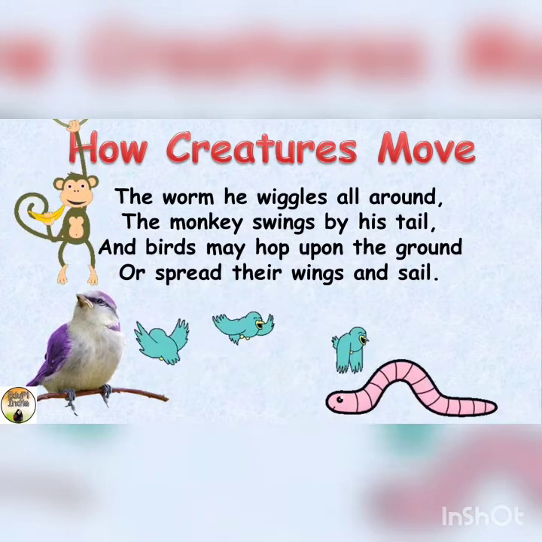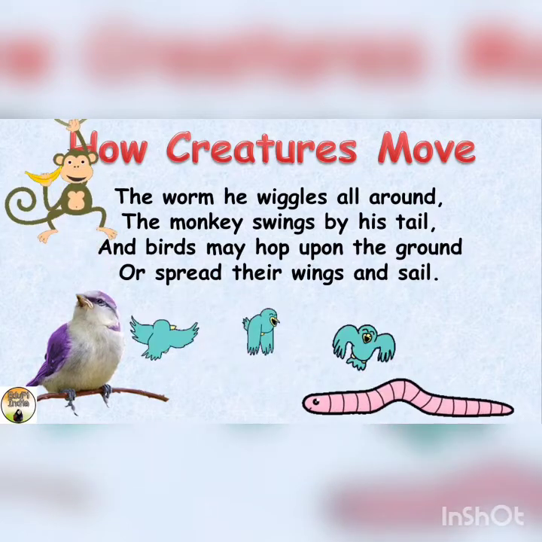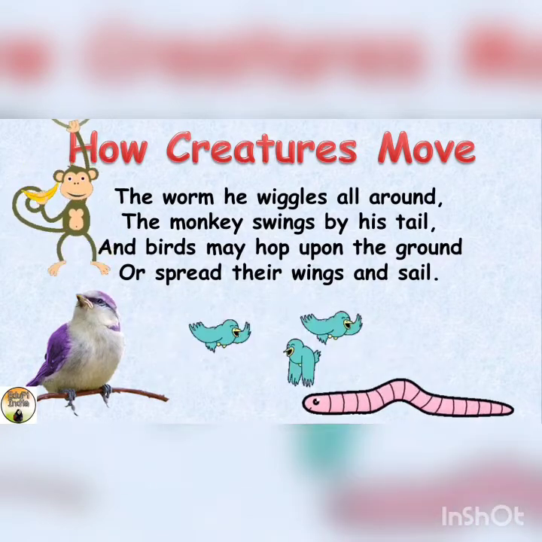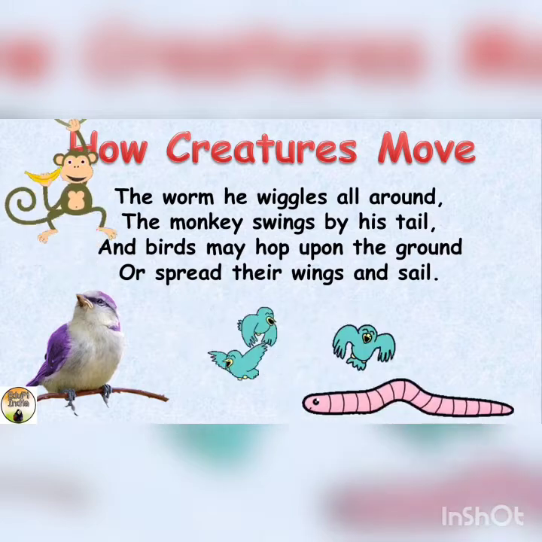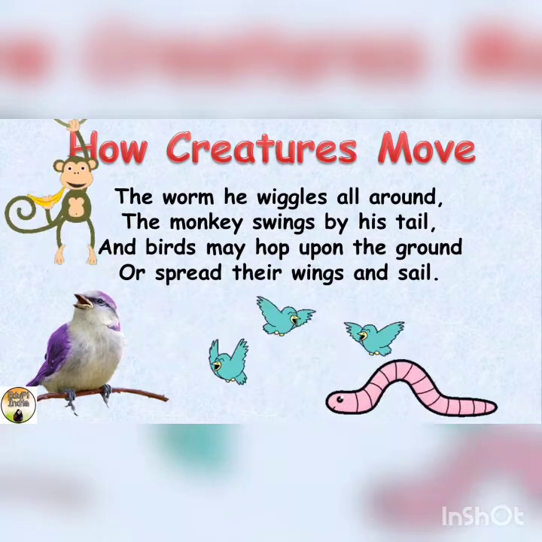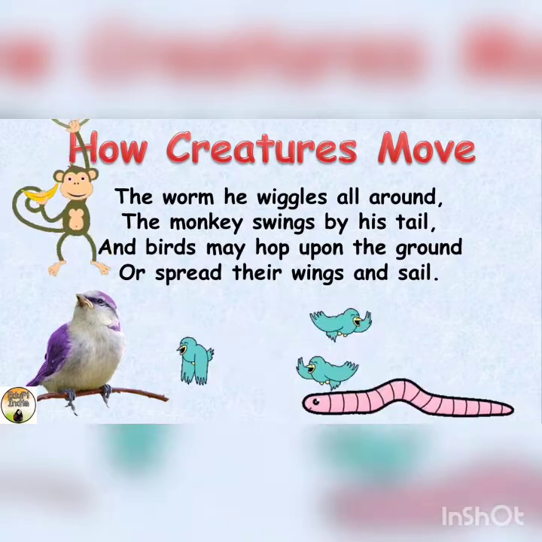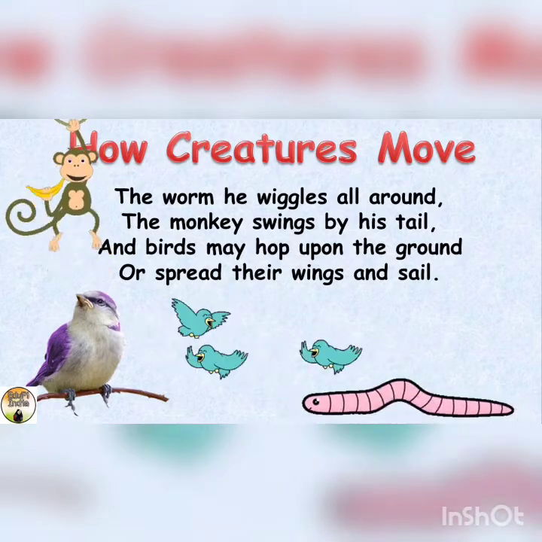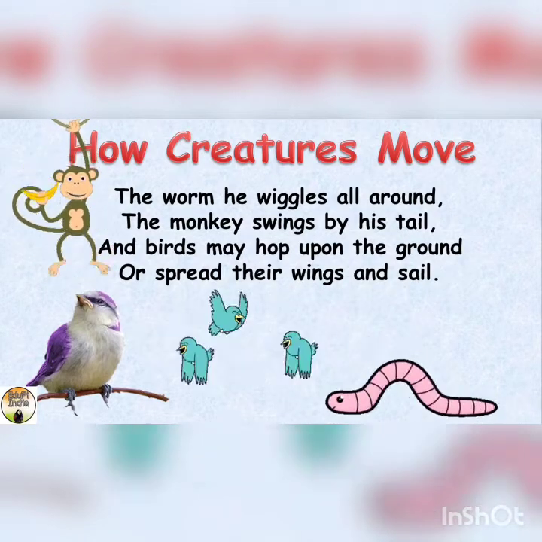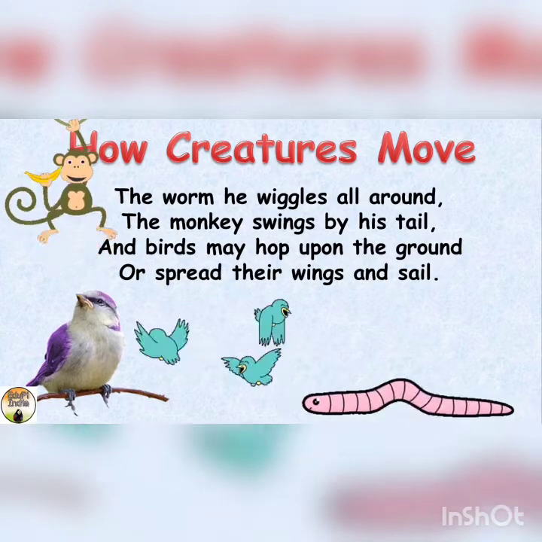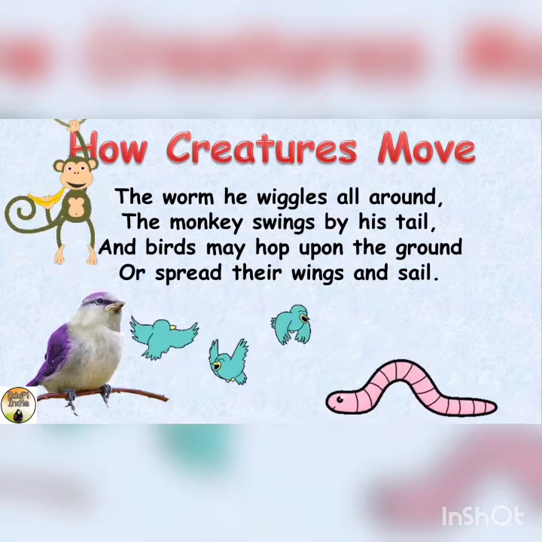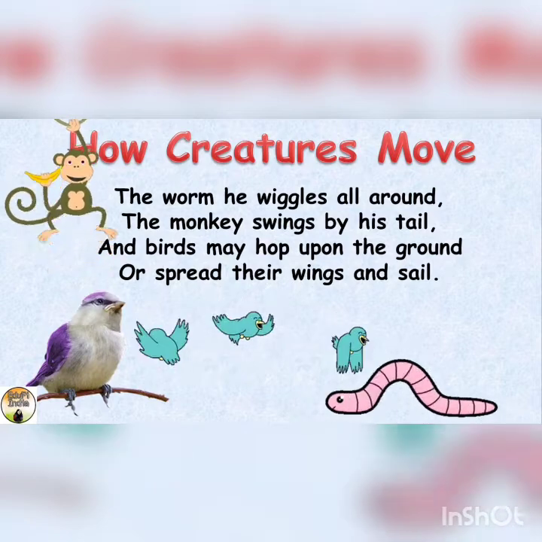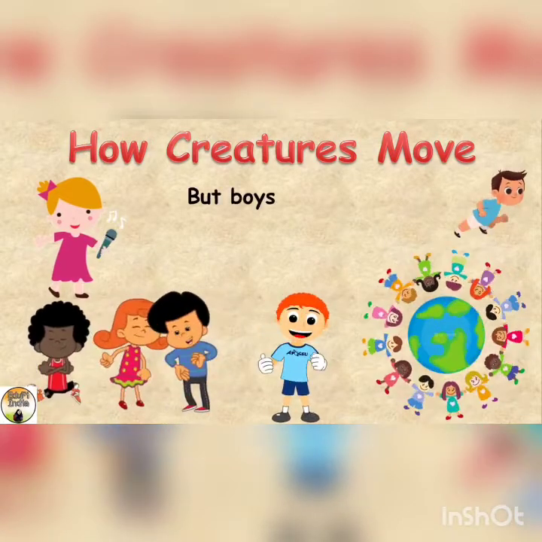Or spread their wings and sail. Sometimes you have seen certain birds very high up, like eagles. They are able to simply spread their wings and they are sailing. They are not flapping their wings. So that is called sail. So different kinds of movements we have covered: wiggles, swings, hop, and then sail. So these words you should take note of, and also enjoy the movement which is shown in the pictures. And now we will move to the next paragraph.